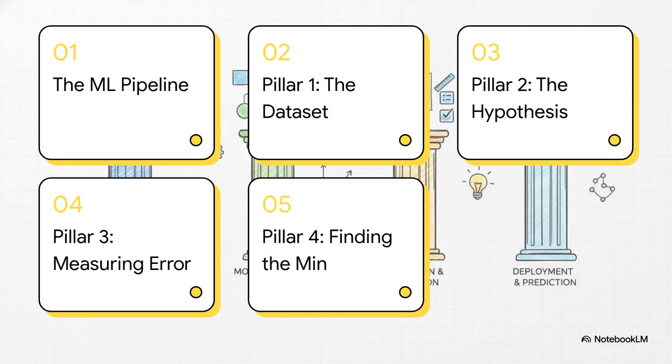So here's our game plan. We're going to start with the big picture, the machine learning pipeline. Think of it as our overall blueprint. Then we'll build our system one pillar at a time. We'll start with the data, build a model on top of it, figure out how to measure its mistakes, and then finally teach it how to fix those mistakes.